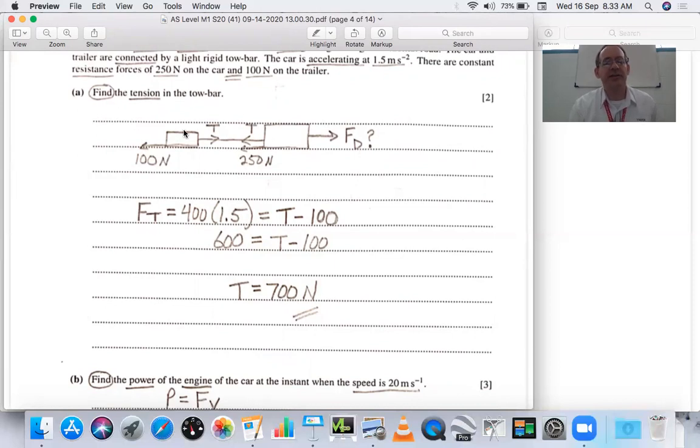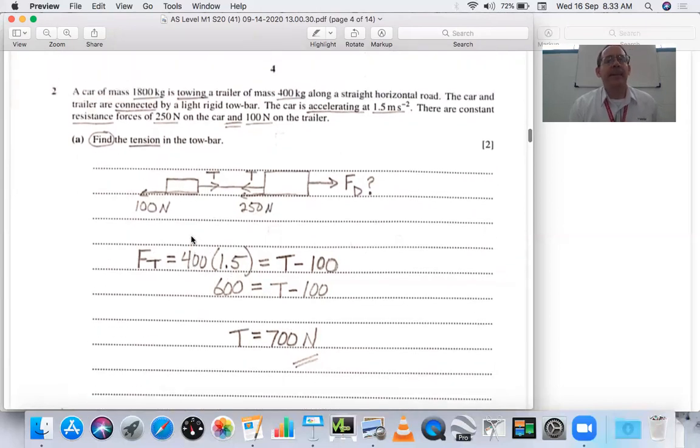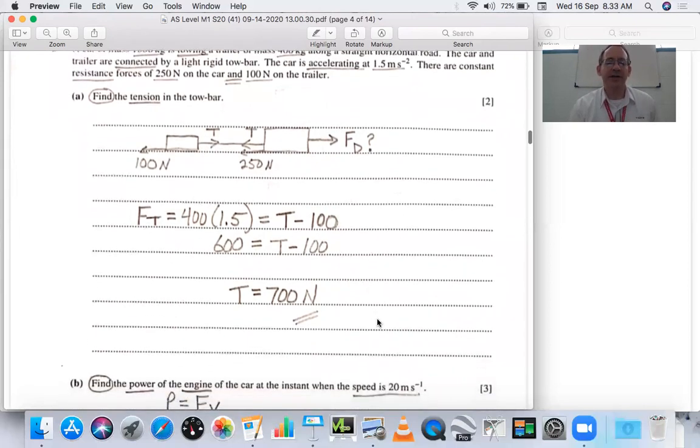So we use the trailer, and we know that since there is an acceleration, the net force for the trailer will be mass times acceleration. So the mass is 400 times acceleration. That's Newton's law. And then the net force, or the resultant force, would be T minus 100. The T comes first because that's the direction of our motion. So T minus 100.